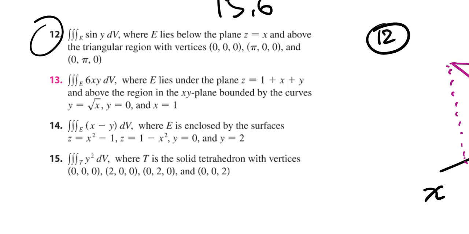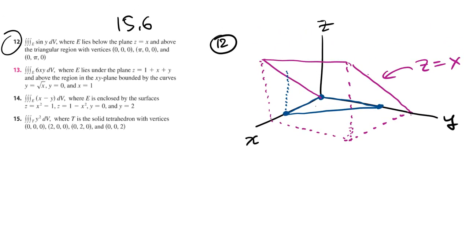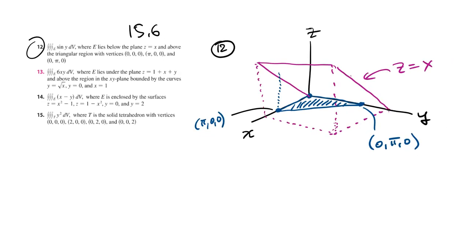Went ahead and graphed it. We have the point, this point here is, let me do this in blue, (pi, 0, 0), and then this point here is (0, pi, 0). So we have this triangular region down here. And then we have z equals x, this plane above it.